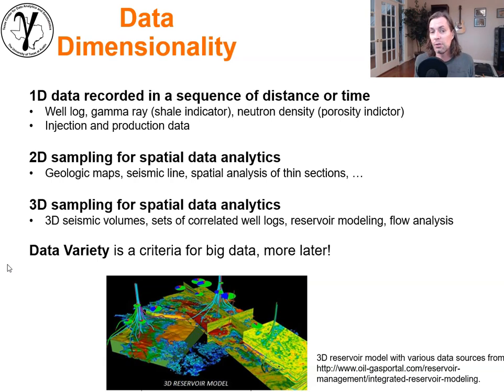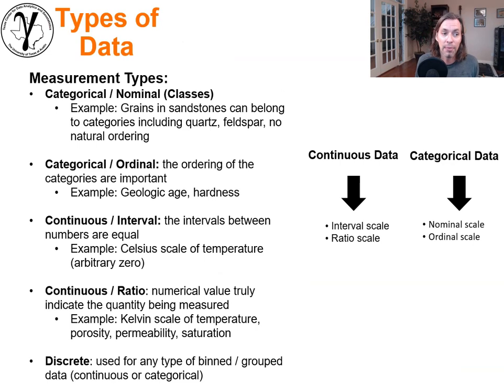And of course, if you're trying to do some type of transfer function, such as flow analysis or volumetric, we need those full three-dimensional models most of the time. And data variety is a criteria for big data, and we will deal with a lot of different data types. We'll get into it right now. Now, if we try to classify features or variables, we could break them up into some really interesting groups. First of all, categorical and continuous.